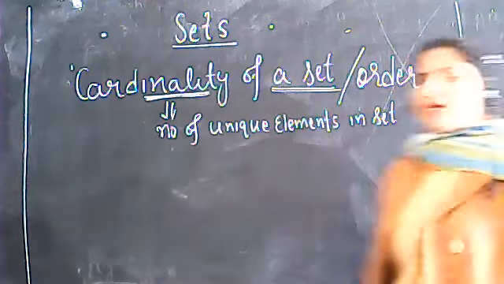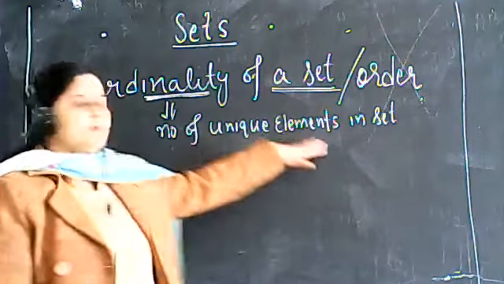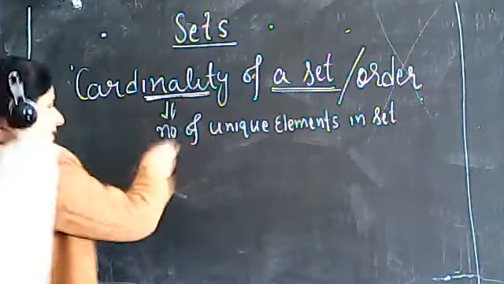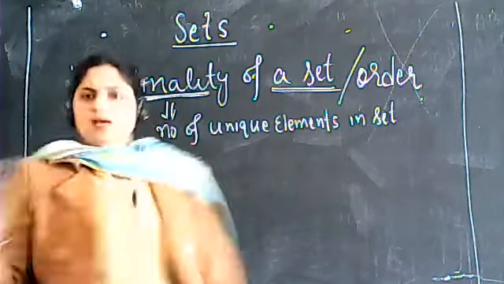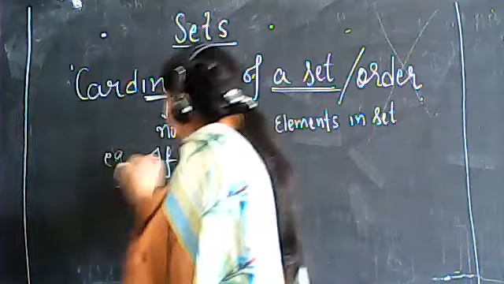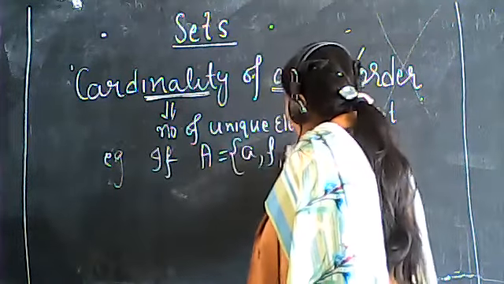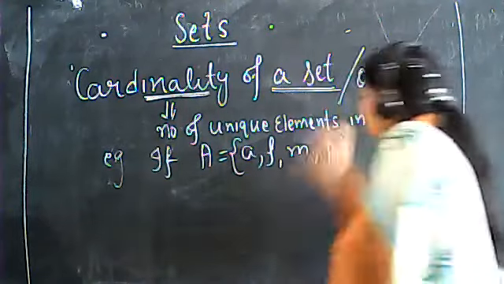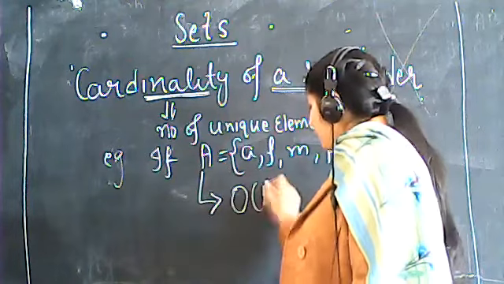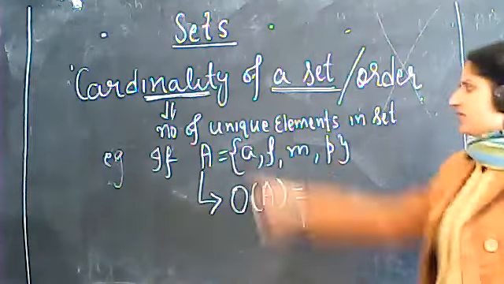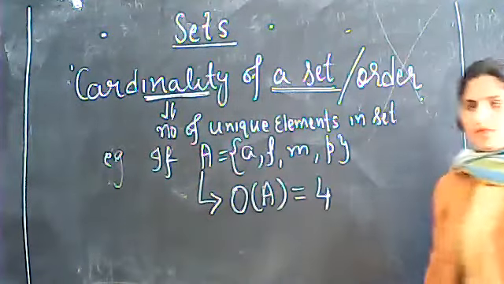What is the meaning of cardinality? Cardinality means the number of different elements that are present in a set. Let us understand this definition with the help of an example. For example, suppose A = {A, F, M, P}. Then what is the cardinality of this set? What is the cardinality of set A? This is equal to 4.